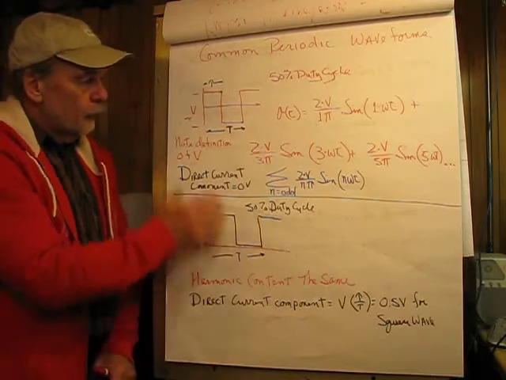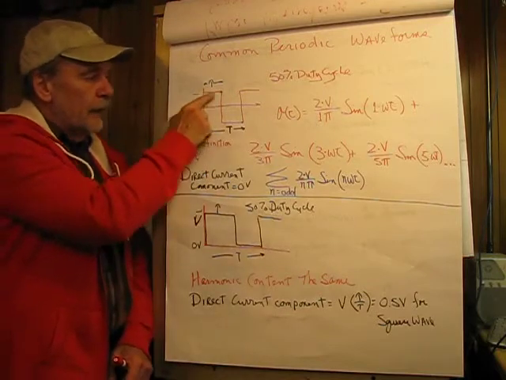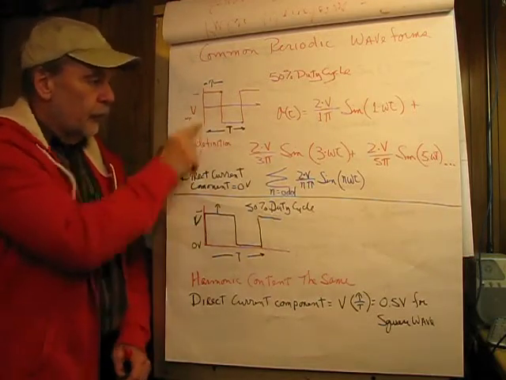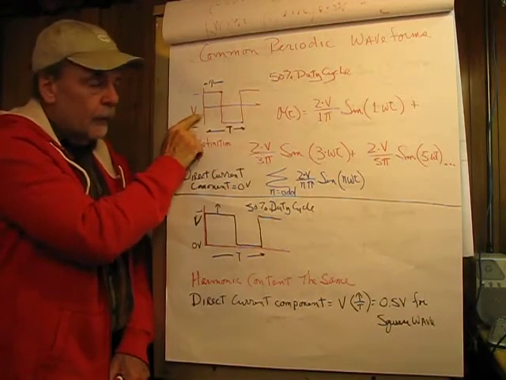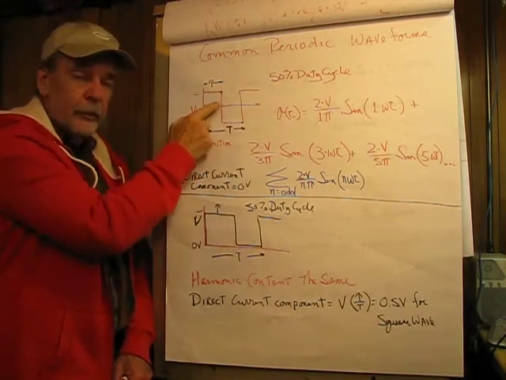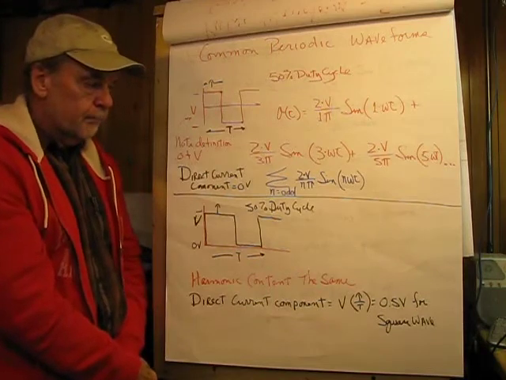Now, the way this is drawn here, you can kind of see that there's an equal portion above and below the 0 line here in the center. So the DC component of this particular signal is 0 volts.